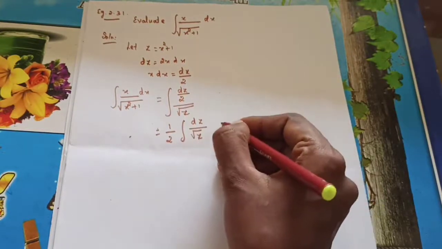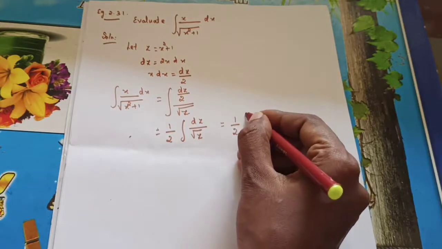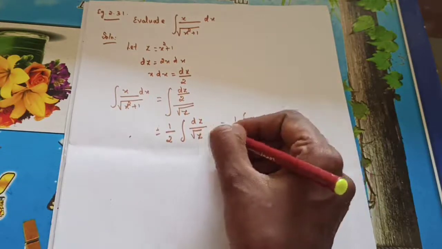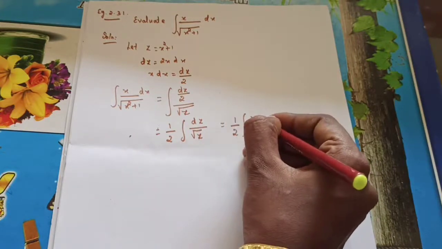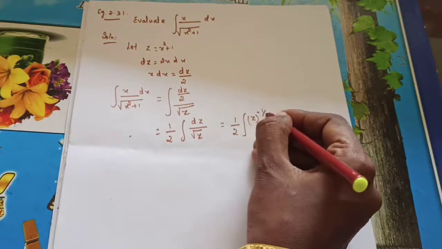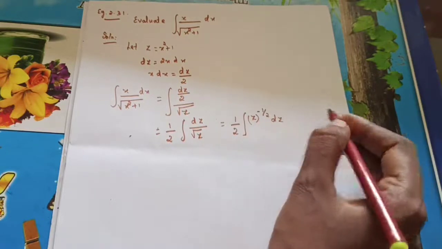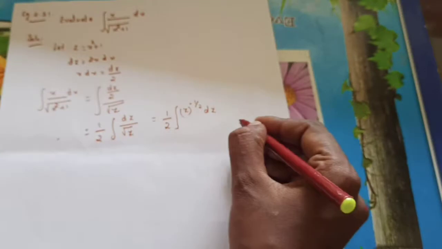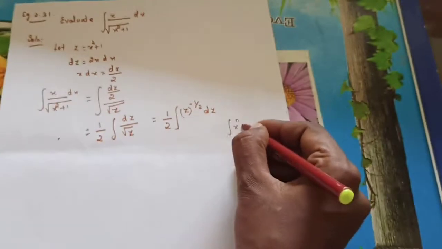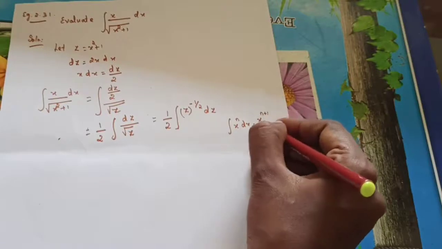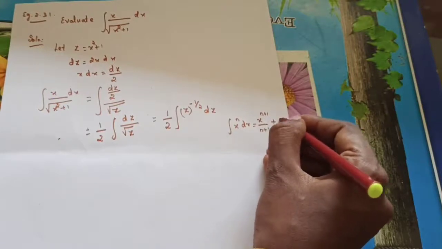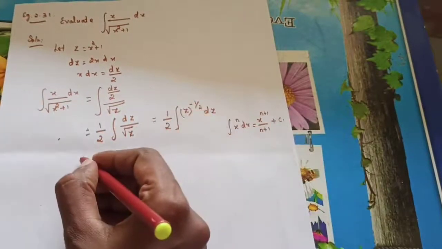So that is equal to 1 by 2 into the integral of, if I bring this square root of z to the numerator, what's the meaning? Square root of z means z power 1 by 2. So bringing it to the numerator, z power minus 1 by 2 dz. In the first section you have already learned the integral of x power n dx is equal to, what's the formula? x power n plus 1 divided by n plus 1 plus c. So you can apply that formula here.